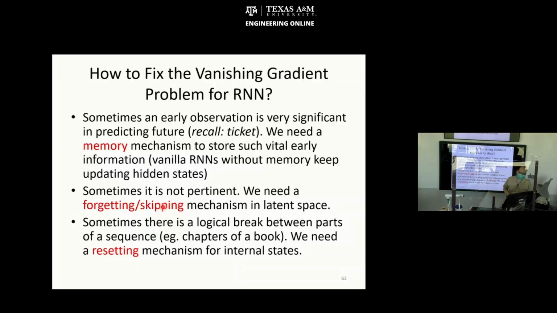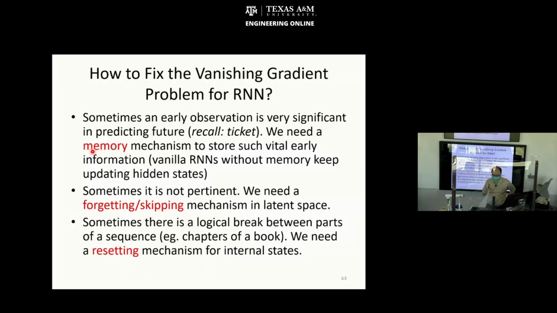So how do we fix the problem for RNNs? There are a few observations. First is that sometimes an early observation is very significant in predicting the future, like that ticket was way early. So we need a memory mechanism to store such important but early information. The vanilla RNNs do not have the memory to keep updating the hidden states and keep some early observations in mind. So that's one thing: we need a memory mechanism.